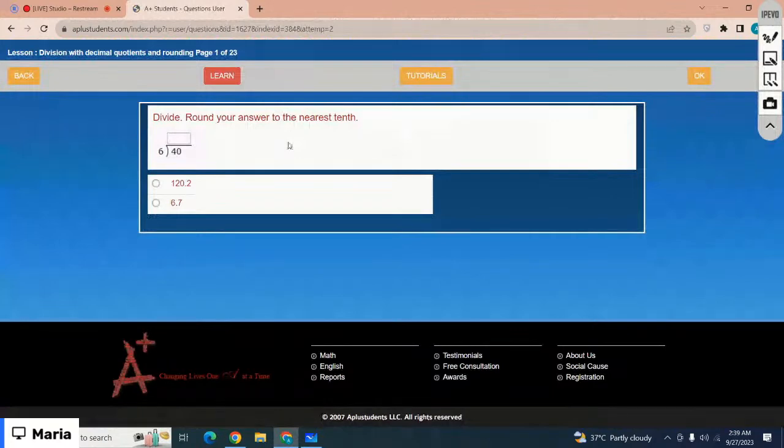Okay, 6 divided by 40, you have to round to the nearest tenth. So which is the correct option, 1 or 2? That would be option number 2, right? It is rounded off to 6.7. Option number 2 is the correct option.